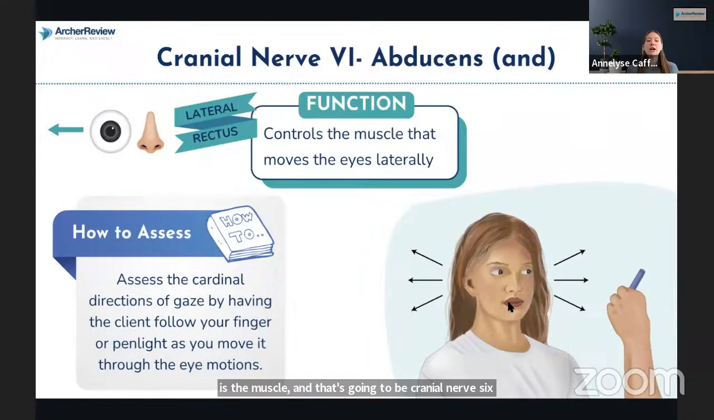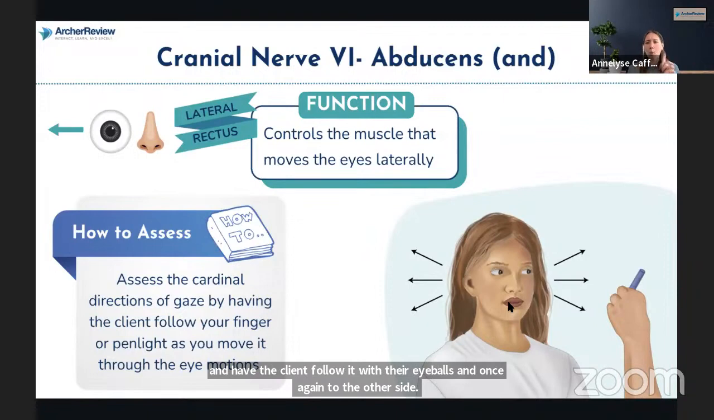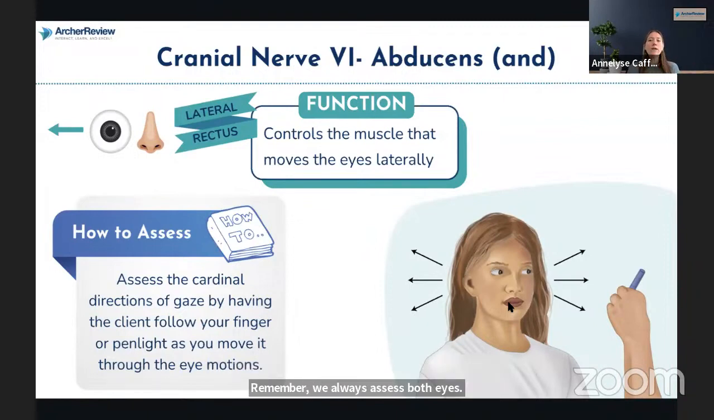Once again, you just assess that with cardinal gazes. So take your pen light once again, move it to the sides and have the client follow it with their eyeballs, and once again to the other side. Remember, we always assess both eyes. Even if you're only worried about one eyeball, you always assess both sides so that you have a good comparison. For example, a client may only be able to move their eye laterally on the right eye, but not the left. But if you didn't assess the left, you wouldn't know that. So make sure you're always doing both eyeballs.